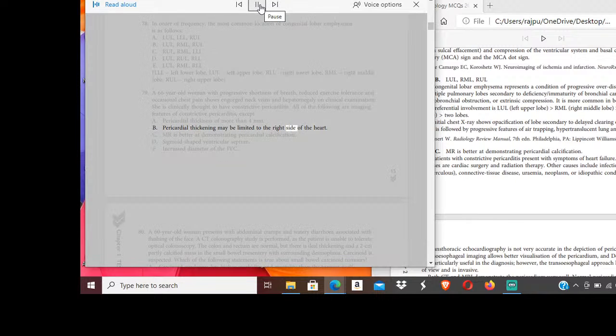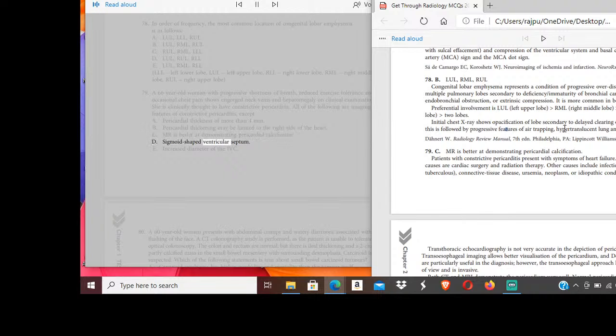Pericardial thickening may be limited to the right side of the heart. C. MR is better at demonstrating pericardial calcification. D. Sigmoid-shaped ventricular septum. E. Increased diameter of the IVC.